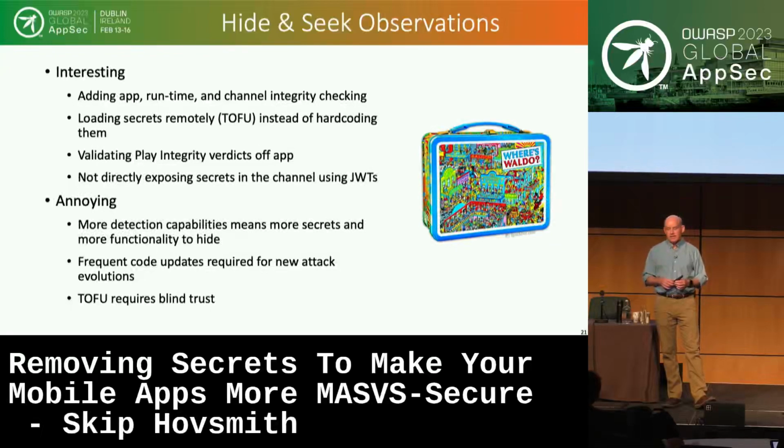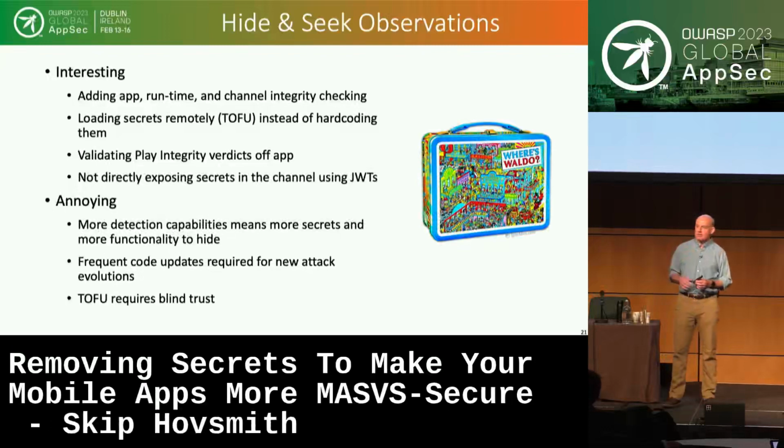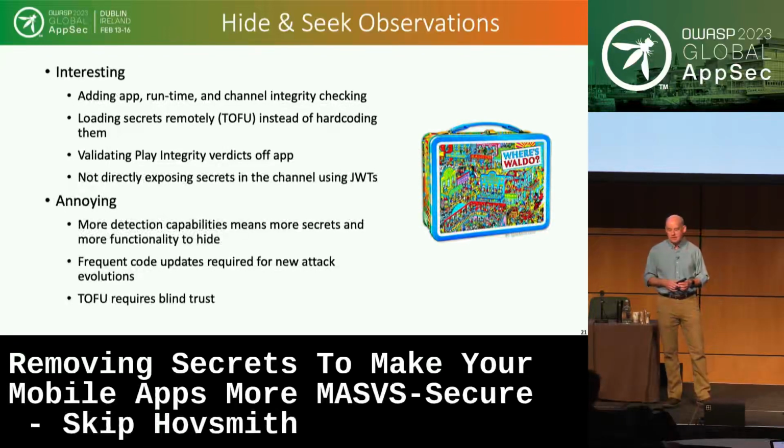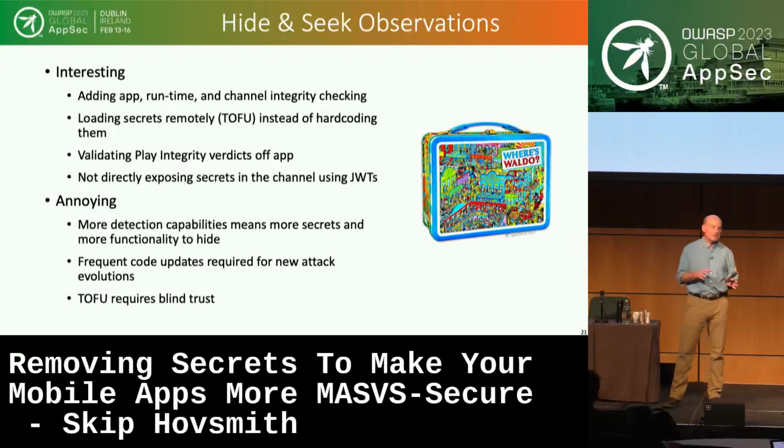What I find annoying is that the more detection I need to do, the heavier the impact on the application gets. I'm adding more secrets, I'm adding more functionality. And those darn attackers keep finding new ways to do things. So I keep having to keep pace with what's going on. Keep having to add new or refined detection capabilities. And as I mentioned, I like TOFU, but I don't like the fact that I have to trust that it's true.